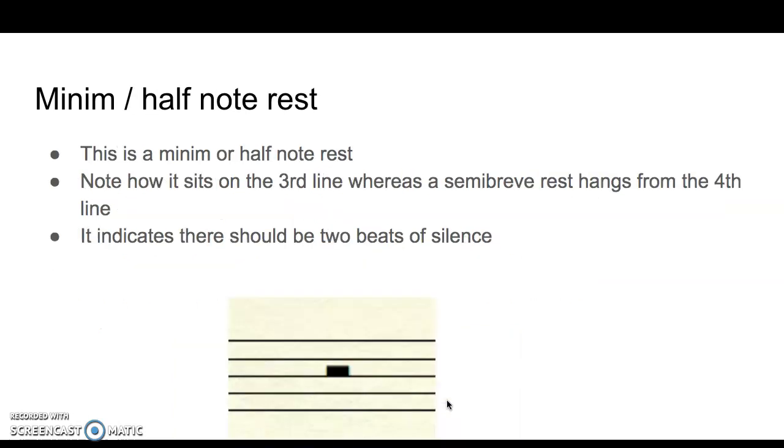And then we also have an equivalent rest, a minim or a half note rest. It looks very like the semibreve rest, and it can be confusing because they look so similar, but the minim rest sits on the 3rd line, whereas a semibreve rest hangs from the 4th line. So this indicates that there should be 2 beats of silence, whereas with a minim there are 2 beats of sound.